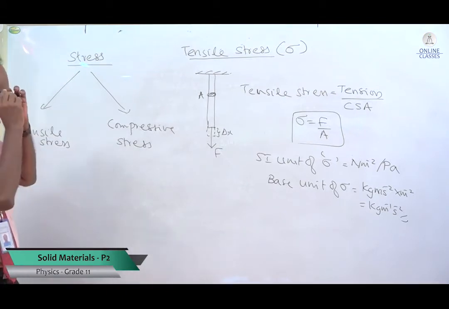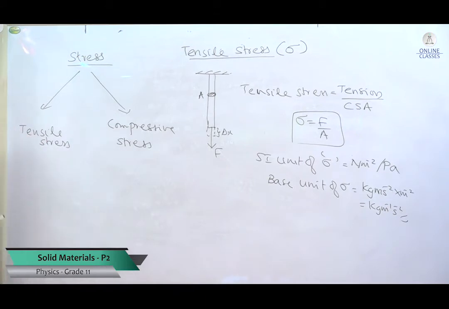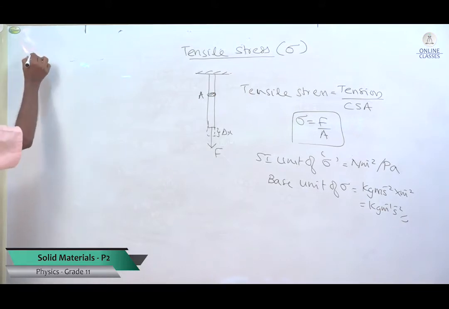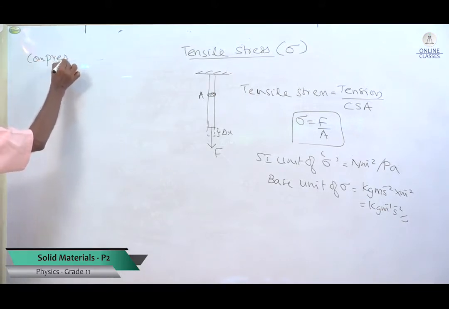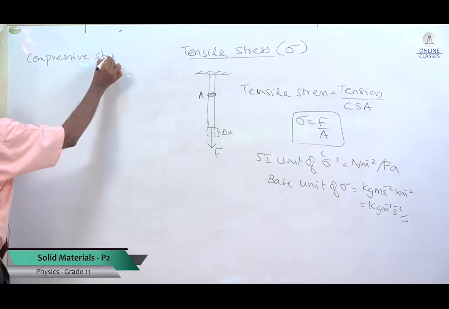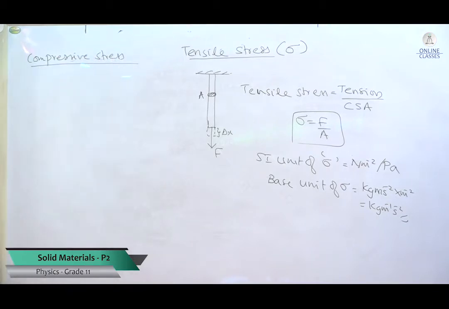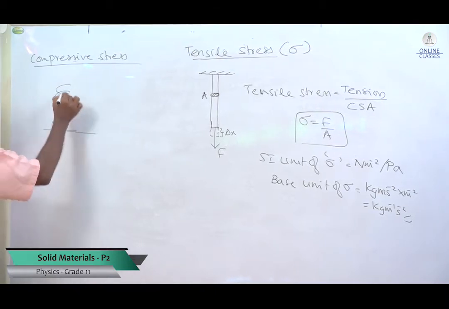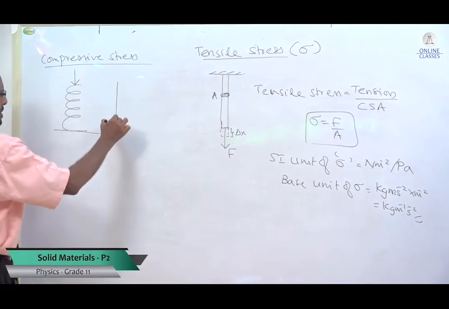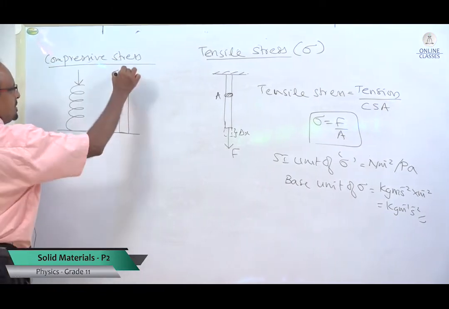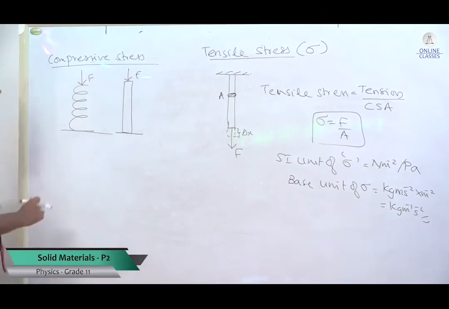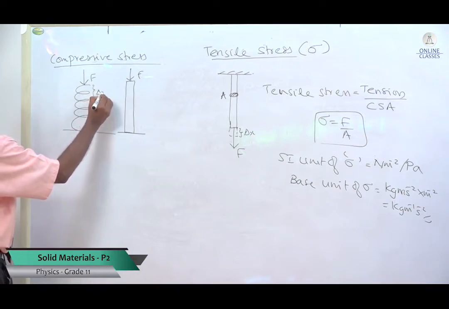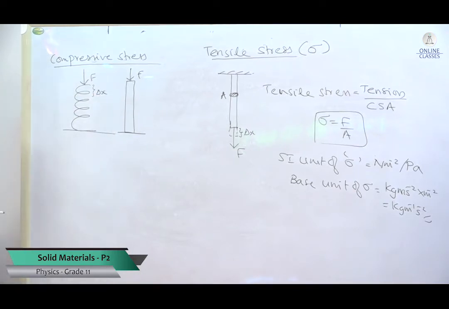Now the second one I am going to explain, compressive stress. You can take a spring, and if you compress the spring, or take a rod and apply a force to decrease its length, to reduce the length, we say that as compression.